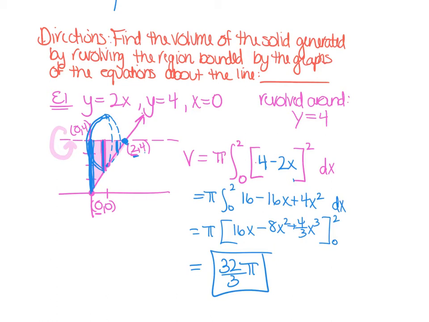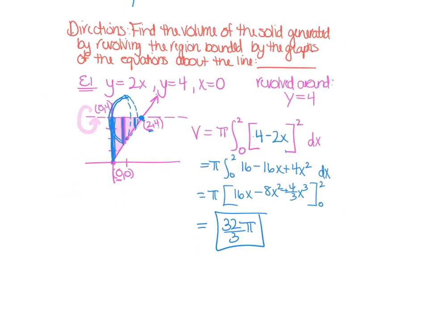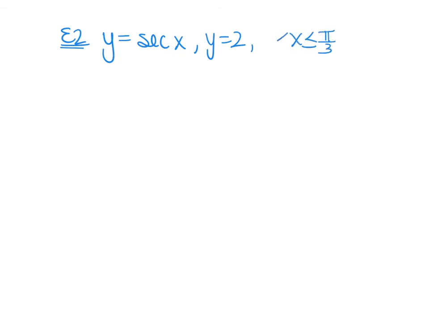All right, the next one I'm going to have you try on your own. You can pause it and come back and check your work, and hopefully you did okay. So, number 2: it'll be bounded by y equals secant of x, y equals 2, x is between negative pi thirds and pi thirds, and it's going to rotate around y equals 2. So step 1, draw it.